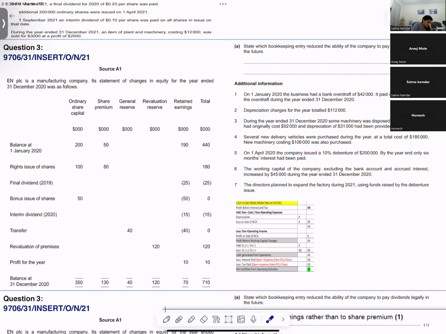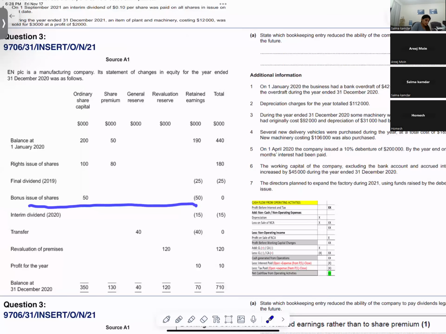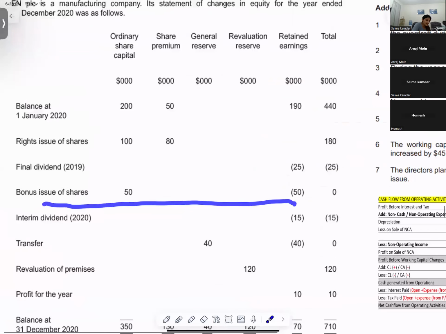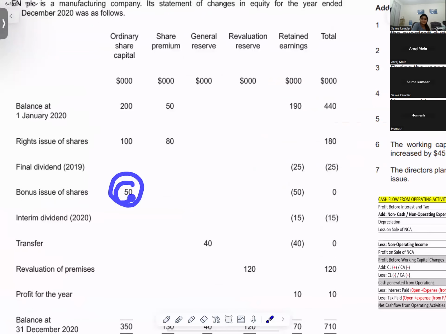Can you tell me something about this bonus issue? How is the bonus issue made? In this bonus issue, if you see over here, the share capital has increased, right? It's made from retained earnings, and the retained earnings has decreased. That means this bonus issue has been made from the retained earnings. Are you with me? If I make bonus issue from retained earnings, what does this mean?